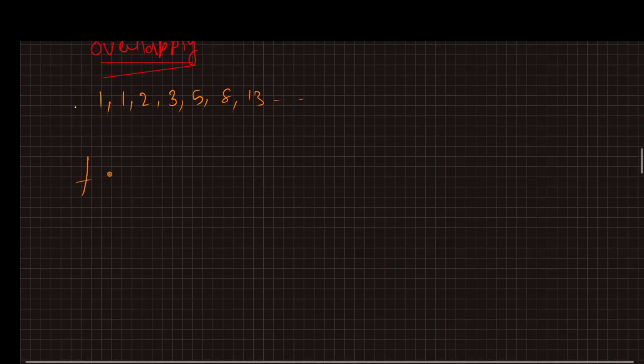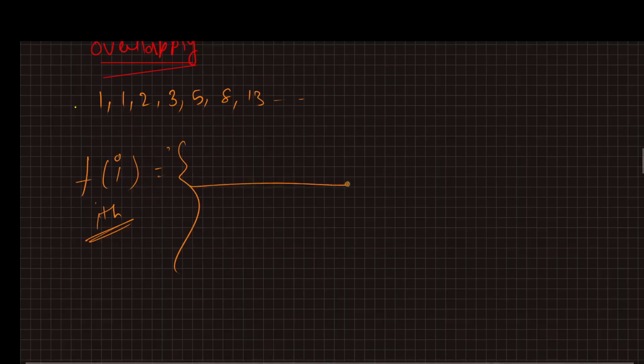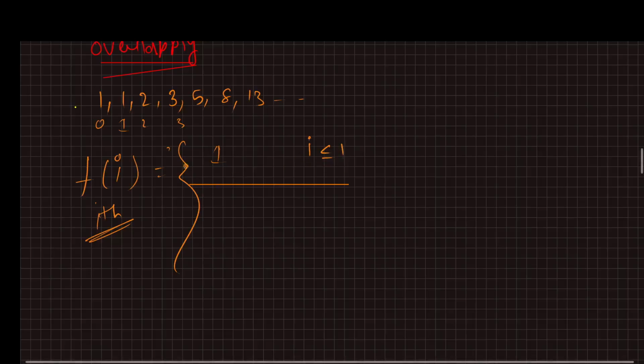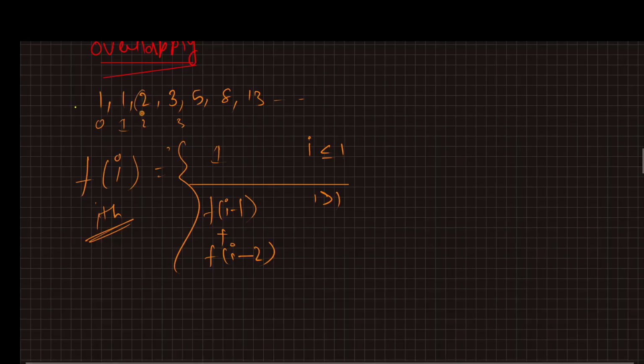So its recurrence relation is something like F(i), that is the ith Fibonacci number. For the base case, we have 1 when i is less than or equal to 1, and for i greater than 1 we have F(i-1) plus F(i-2), since 2 here is the sum of the previous two terms, and 3 is the sum of the previous two terms. So F(i-1) plus F(i-2).